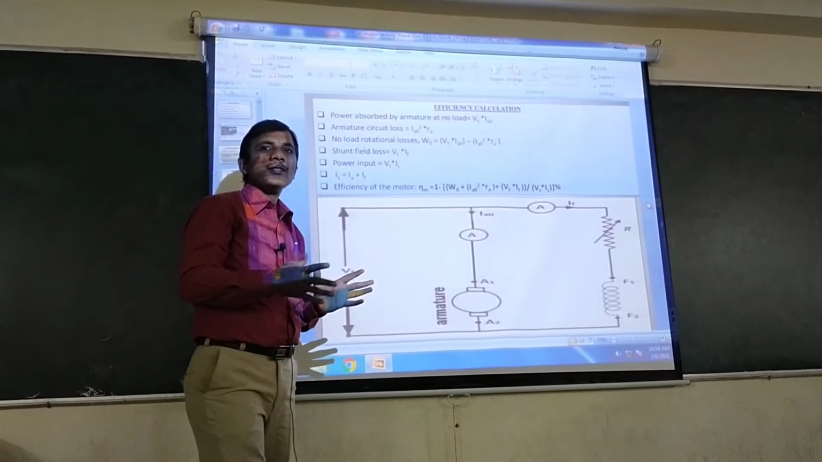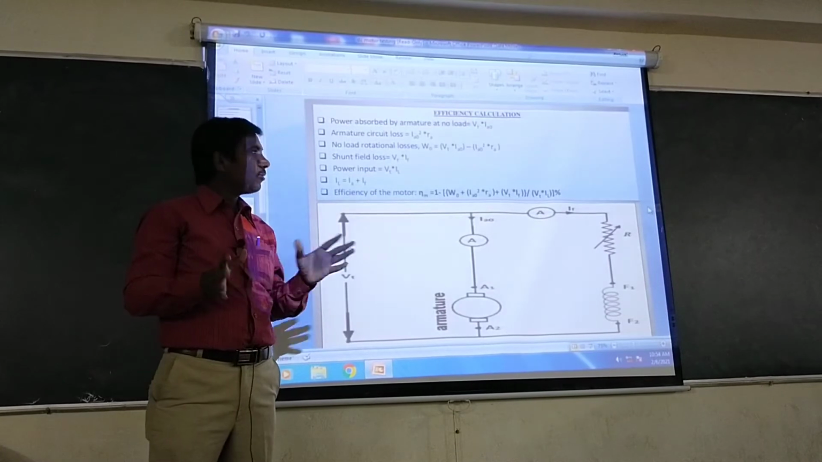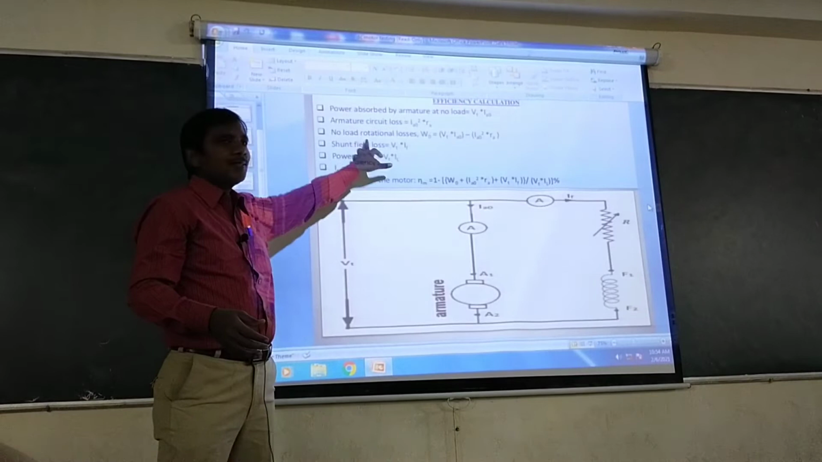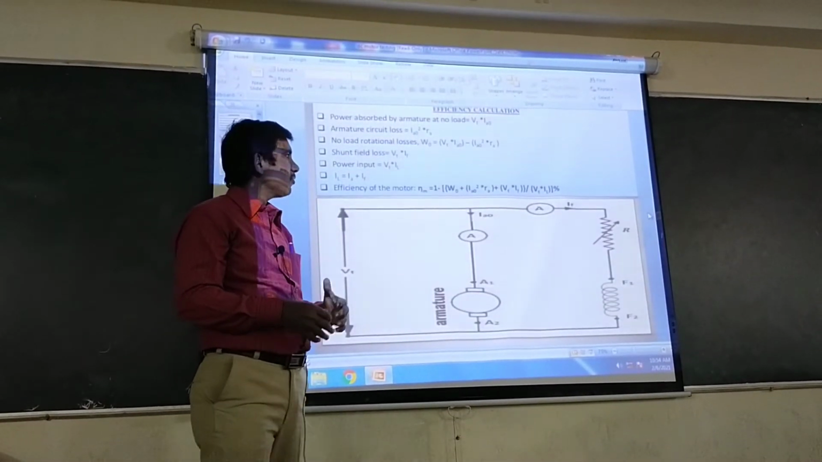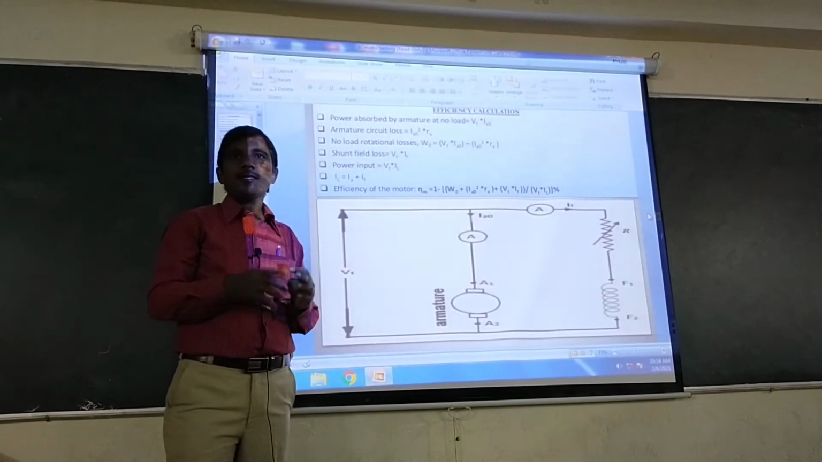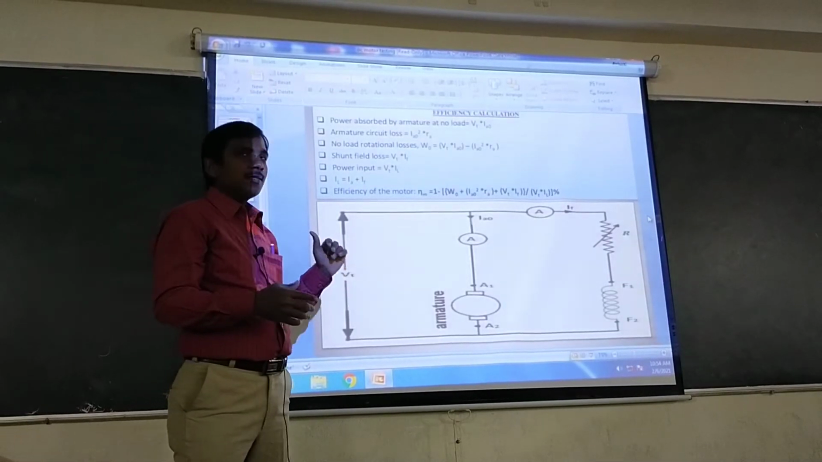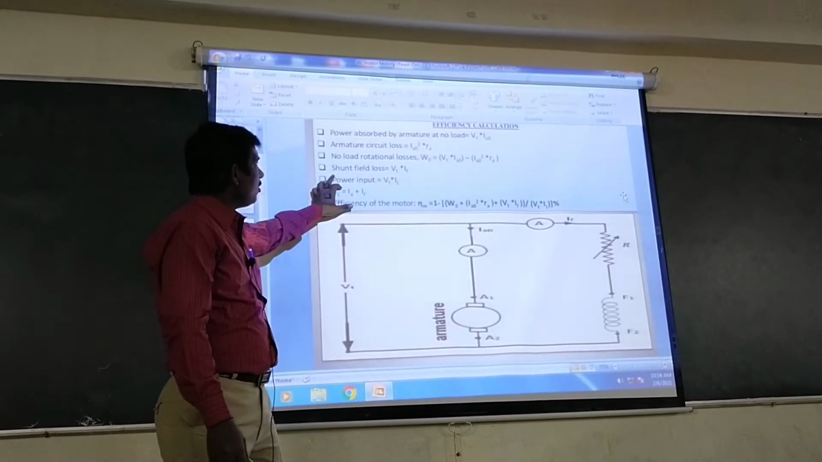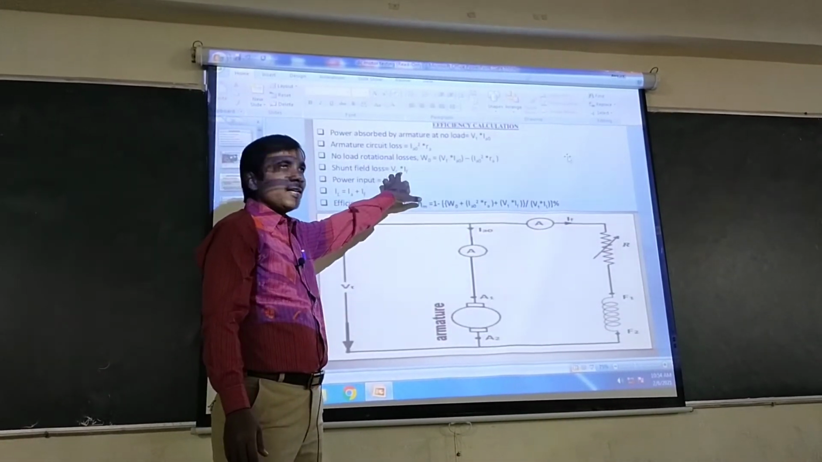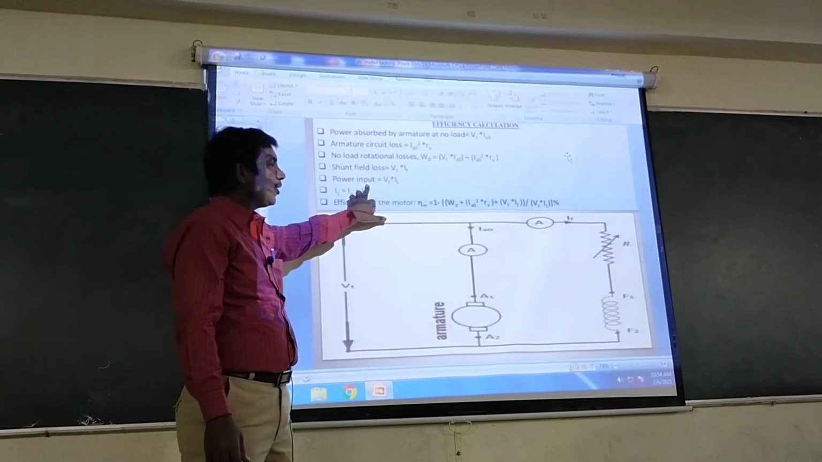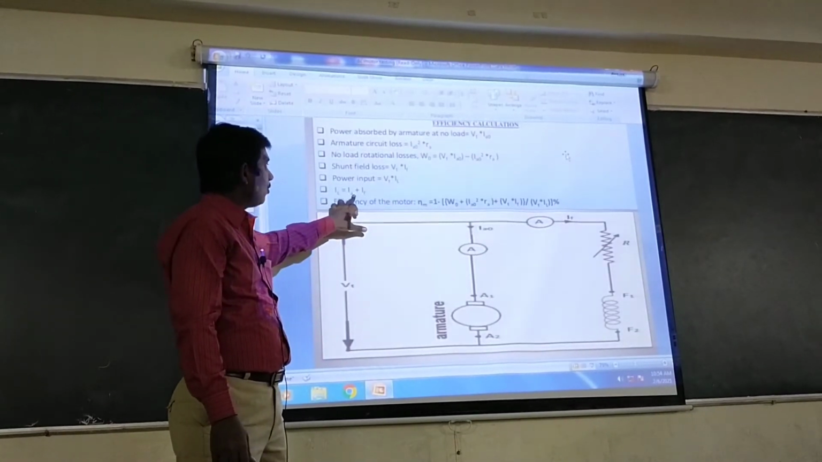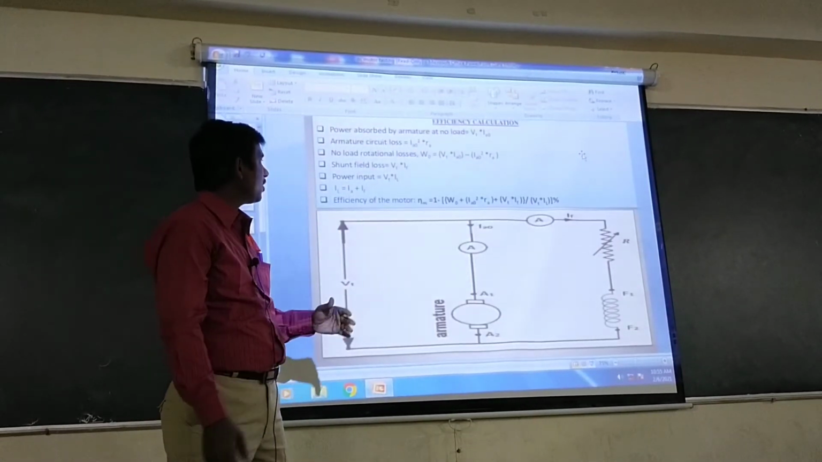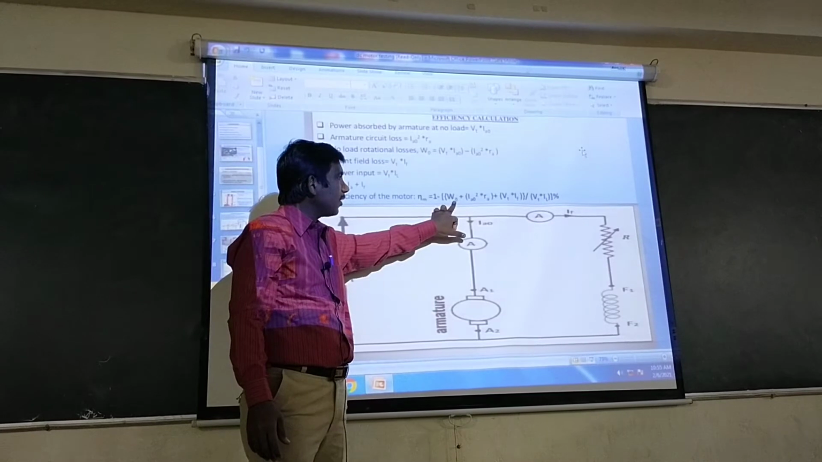If we subtract the copper losses from the input power, the remaining are all constant losses, that is iron losses, friction and windage losses. Both come under constant losses. Shunt field losses can be obtained by voltage into shunt field current. Power input is obtained by V into IL, where IL equals Ia plus ISH in the case of a DC shunt motor. By the use of these relations, the efficiency of the DC motor will be calculated.